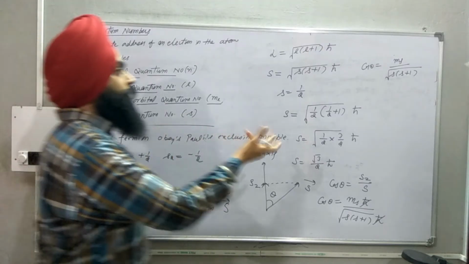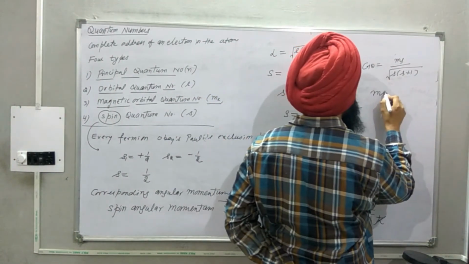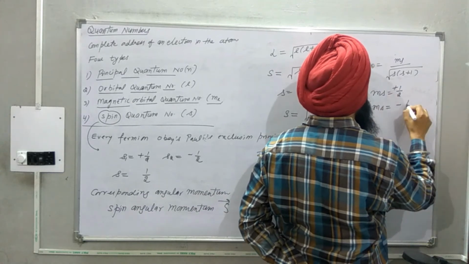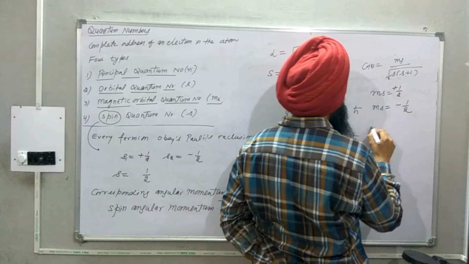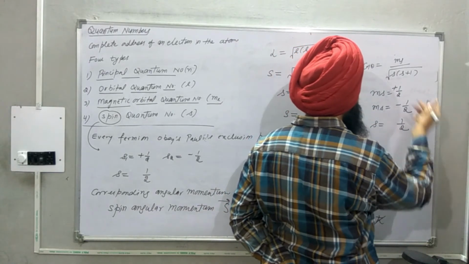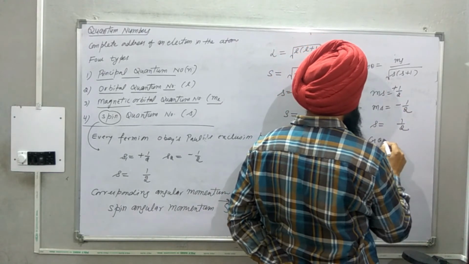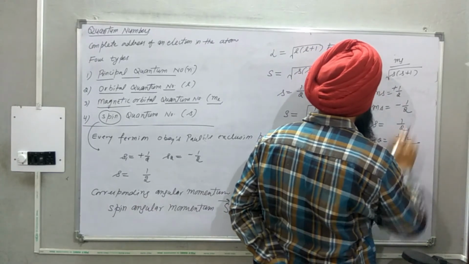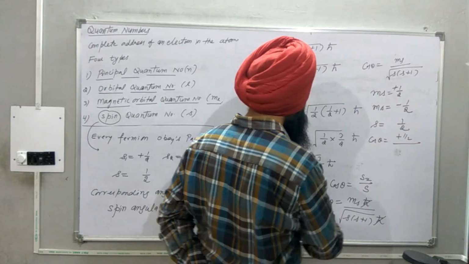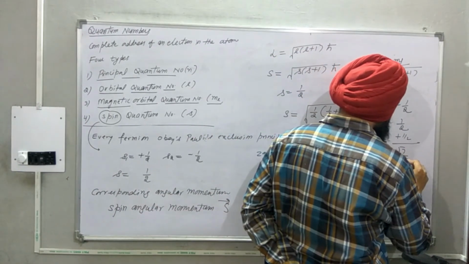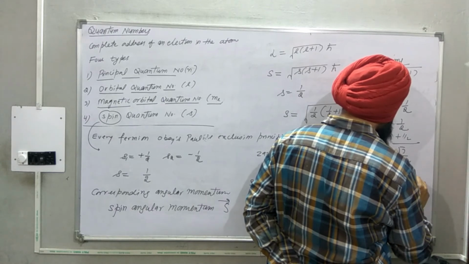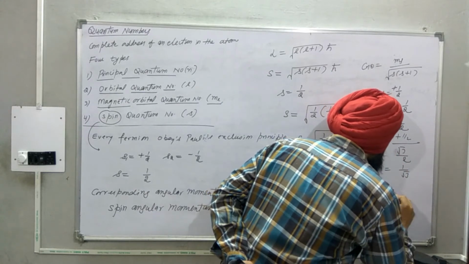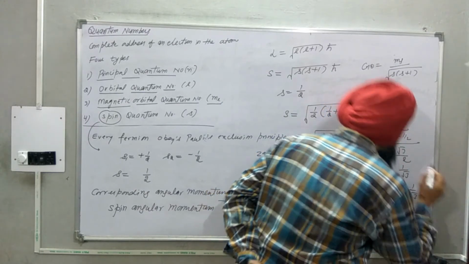S1 and S2 are given a common name ms. ms can have value plus half, or ms can have value minus half. S has always half. So we have the value of cos theta equal to plus half upon, we have solved it here, one by root 3, and if I put minus half, then I get cos theta equal to minus 1 by root 3.